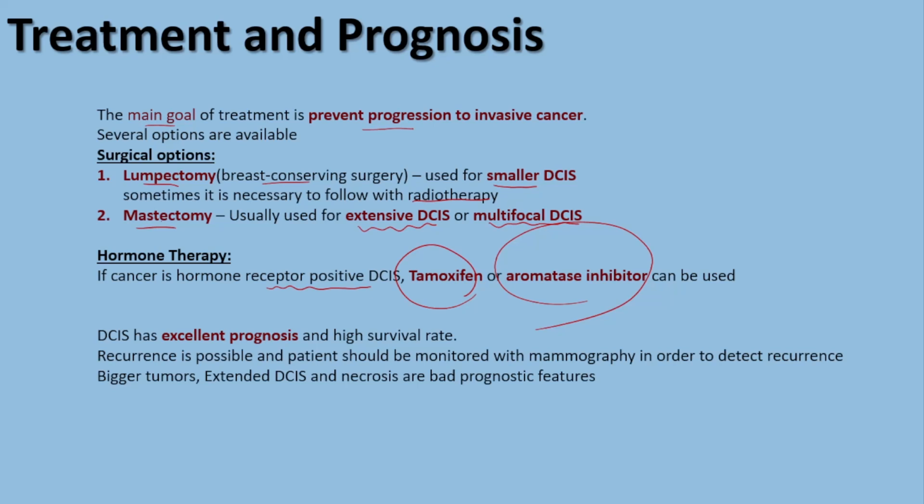And another point about DCIS is that this disease has an excellent prognosis and very high survival rate, especially if the tumor is a low-grade tumor. Recurrence is possible, and that's why we monitor patients with mammography at different intervals. And bigger tumors, extended DCIS, and necrosis are bad prognostic features that you have to know for your board examination.